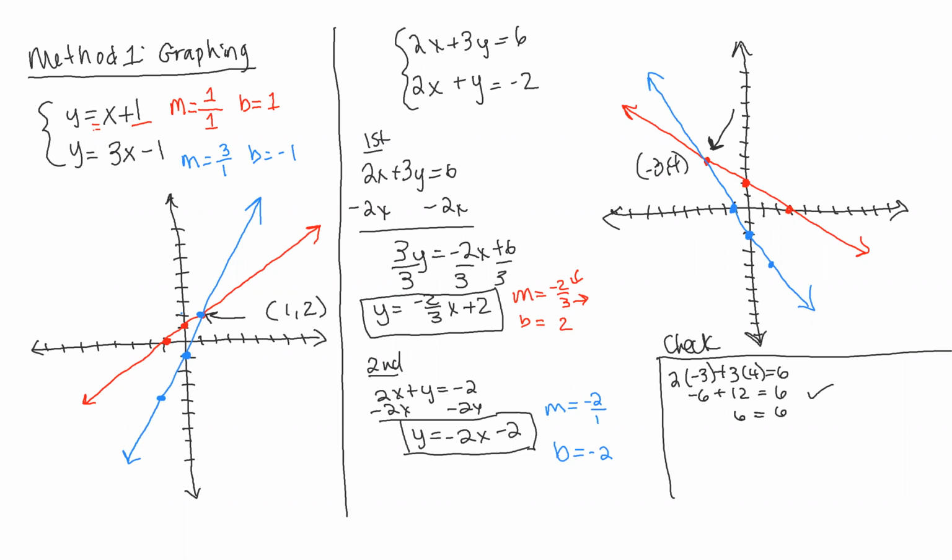Now we need to check the second equation to make sure the point -3, 4 also works for the second equation. So I get 2 times -3, plus y, which is 4. We want to see if that equals -2.